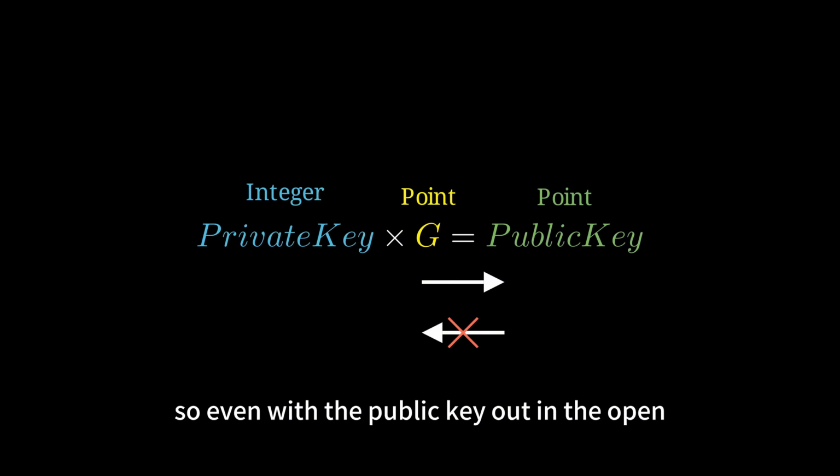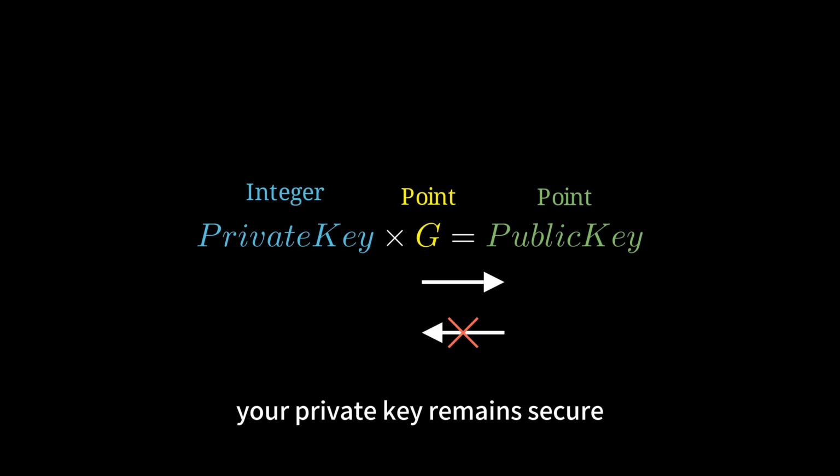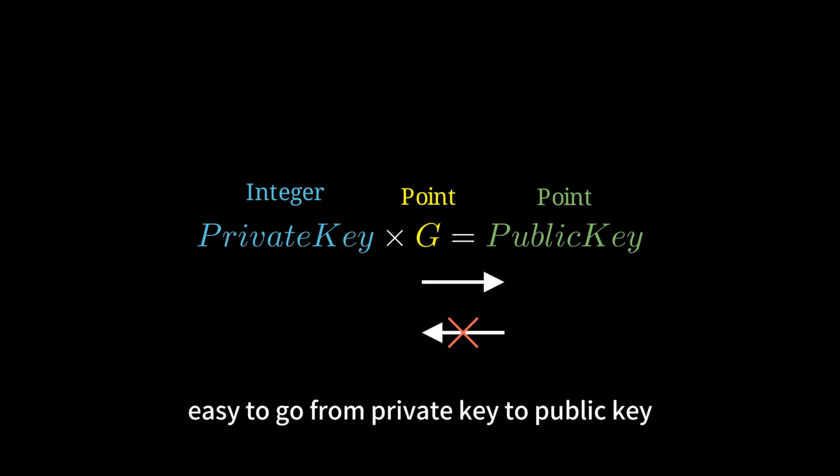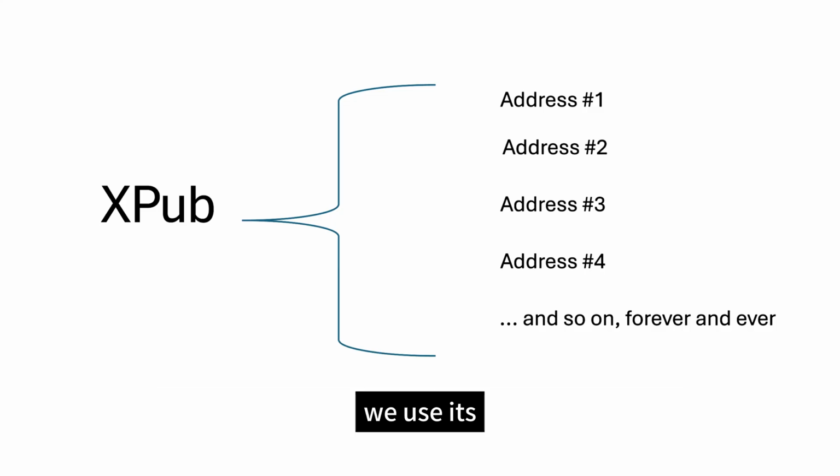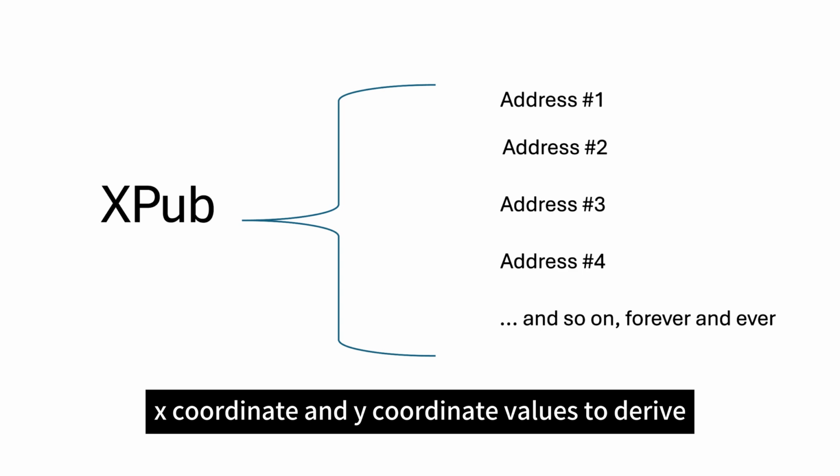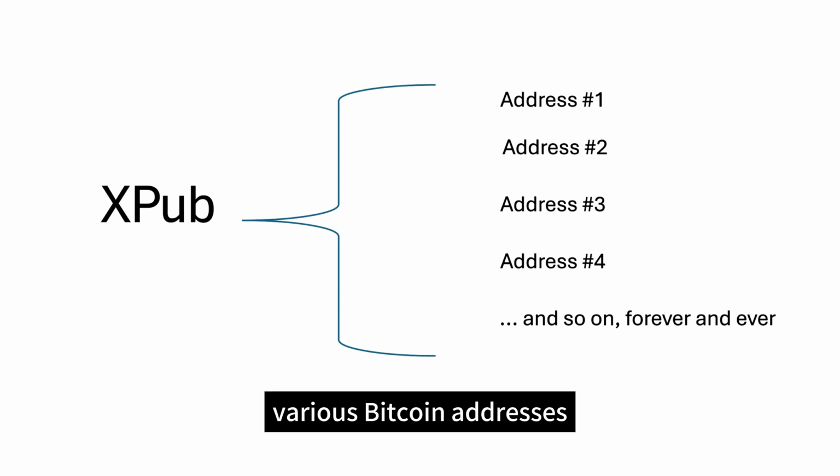So even with the public key out in the open, your private key remains secure. It's a one-way street, easy to go from private key to public key, but not vice versa. This public key is a point on the ECDSA curve. We use its x-coordinate and y-coordinate values to derive various Bitcoin addresses.